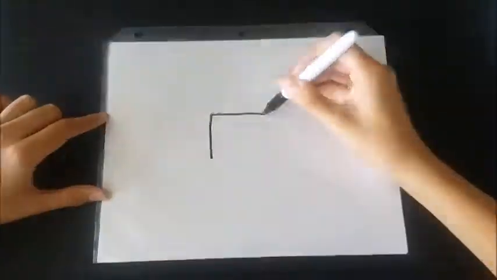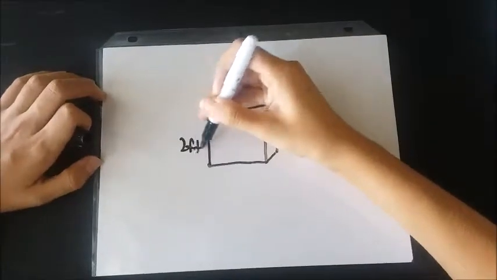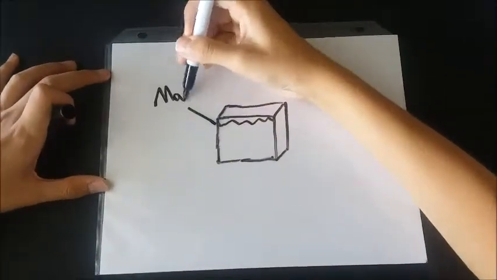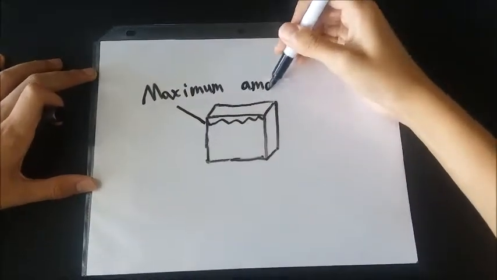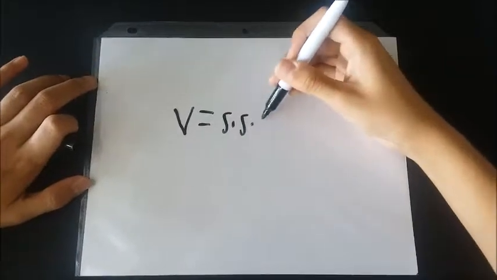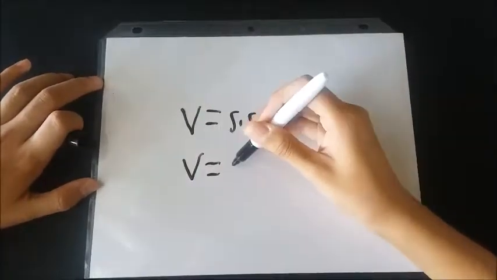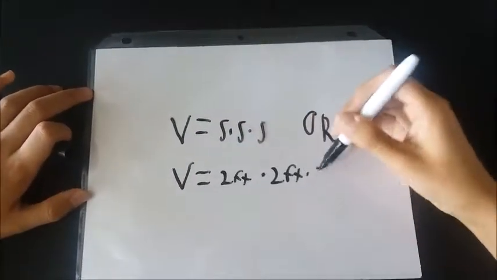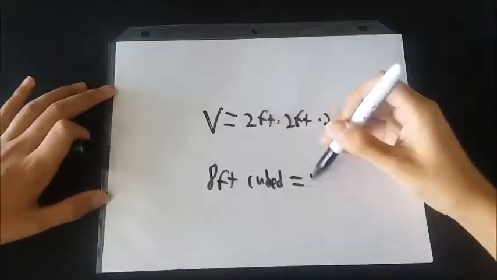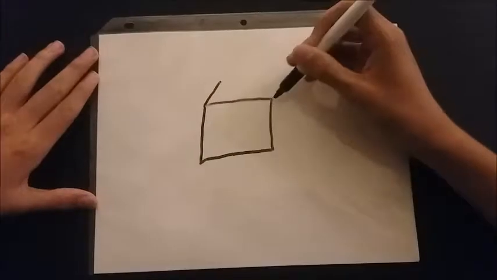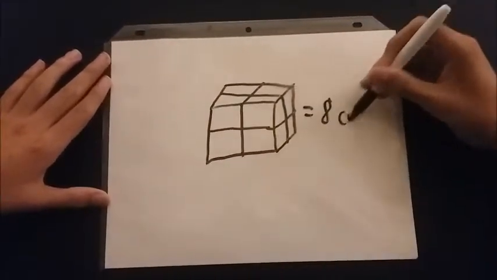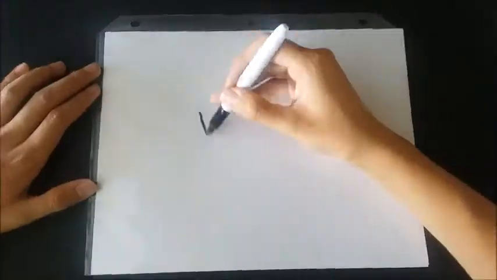First, let's start with volume. Imagine a box. This box can hold water, and its dimensions are 2 feet by 2 feet by 2 feet. The volume would be the maximum amount of water you can fit in the box, or the capacity of this box. To find the volume, the equation would be side times side times side, or in this case, 2 feet times 2 feet times 2 feet, which would be 8 feet cubed. This answer essentially means that we would be able to fit 8 cubes with the dimensions of 1 foot into our box. So therefore, you can fit 8 cubic feet of water in the box.